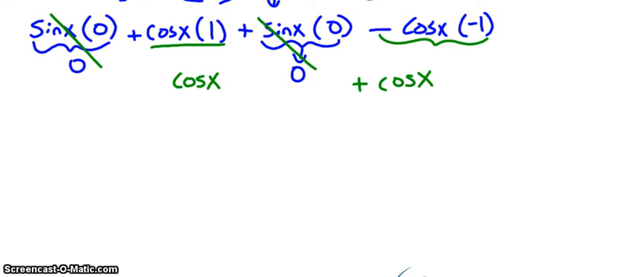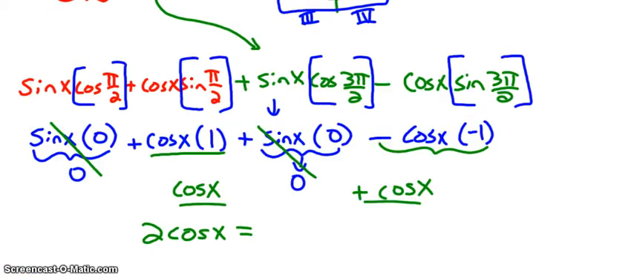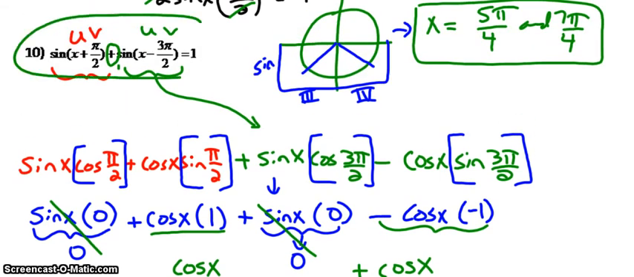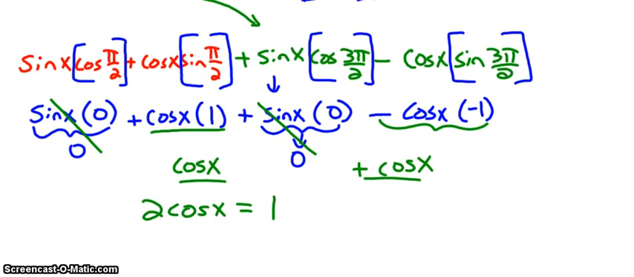Anyways, let's finish up this problem. If we look at the two cosines, add them together, we get 2 cosine x equals, and if we go to the beginning of this problem, up on top, we'll see the original problem was set equal to 1. Let's just verify that. So this is our original problem for 10. It is set equal to 1.